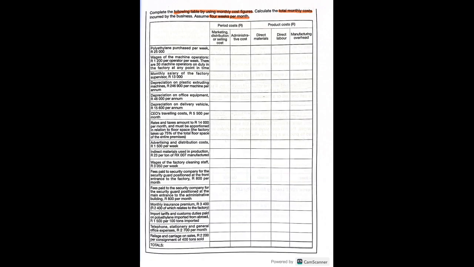So let's get started with this information. They said in the first point that polyethylene was purchased per week and it's 25,000 rand. This polyethylene is regarded as your direct material, so please make note of that. It is the material that they use to produce these plastic bags, and this is a cost that was given to you per week.